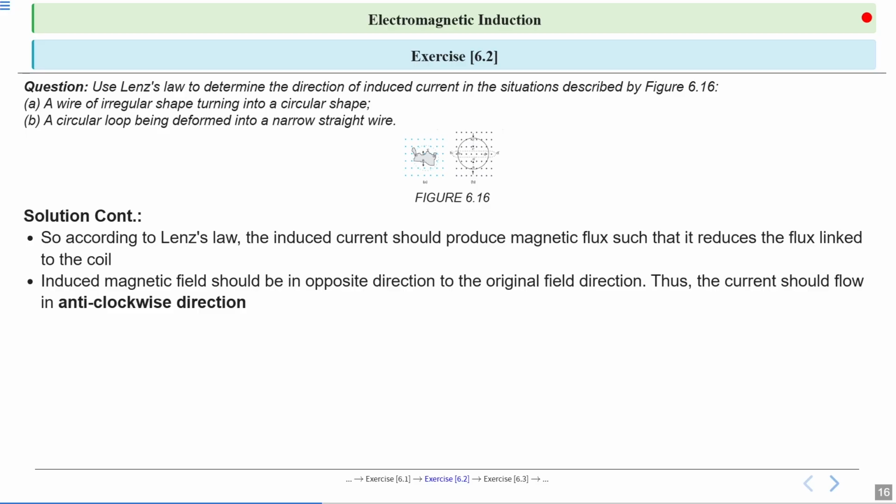Now, if the original magnetic field is in the inward direction, the induced magnetic field should be in the outward direction to neutralize the increase in the magnetic flux. So point your thumb in the outward direction and curl your fingers. Your fingers will curl in the anti-clockwise direction. So the induced current should be in the anti-clockwise direction in the coil. That means from A to D, D to C, C to B. So the direction of induced current will be A, D, C, B, A.